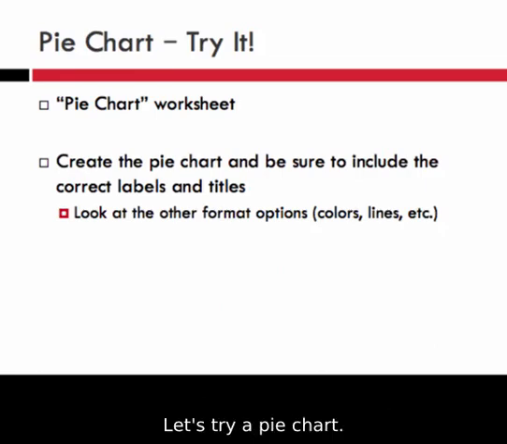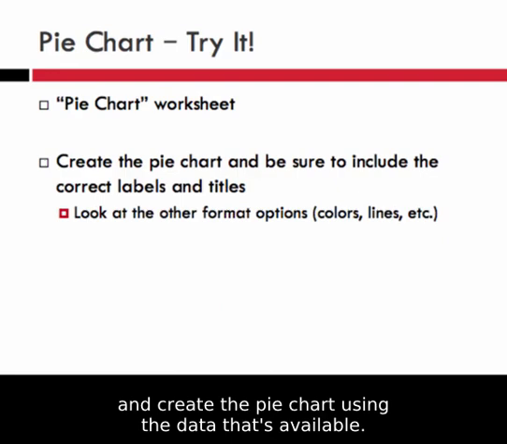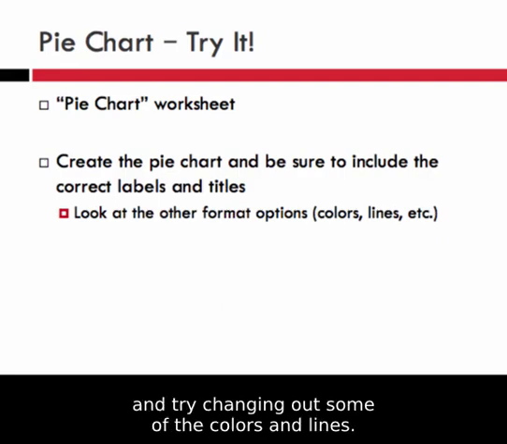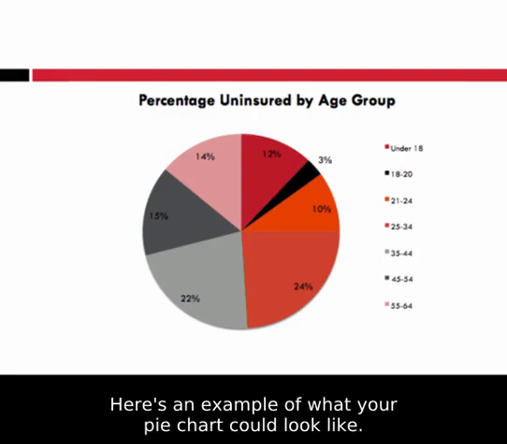Let's try a pie chart. Let's go to the pie chart worksheet and create the pie chart using the data that's available. Be sure to include the correct labels and titles, and try changing out some of the colors and lines. Here's an example of what your pie chart could look like.